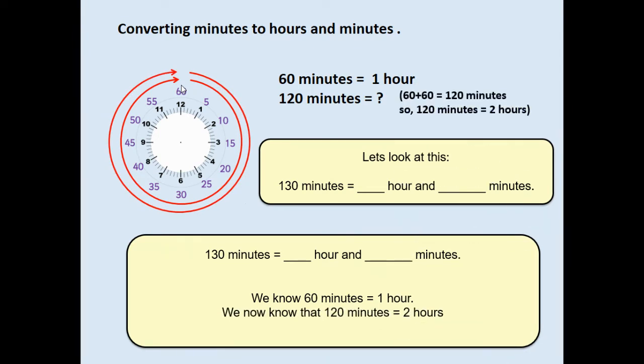I mean 60 minutes plus 60 minutes is 120 minutes, which is 2 hours, because we've gone 2 full circles, is 2 hours. But we're going to still carry on counting. So let's start from here again. 125 and 130. So 130 minutes equals 2 hours and 10 minutes.